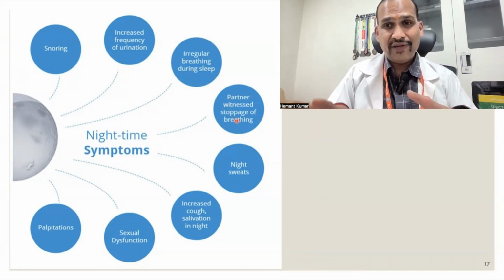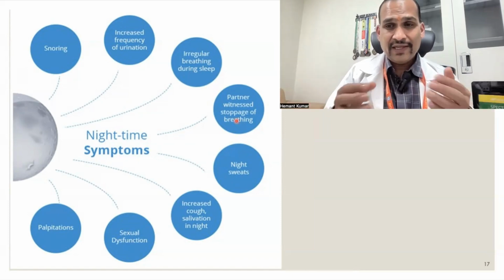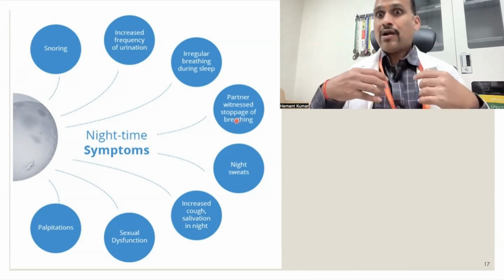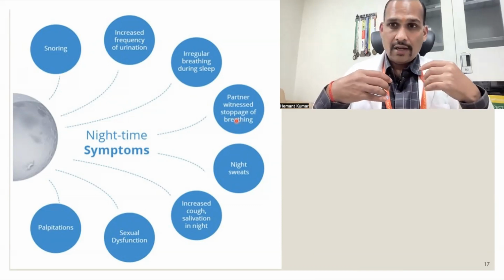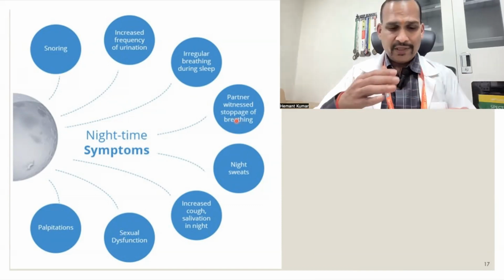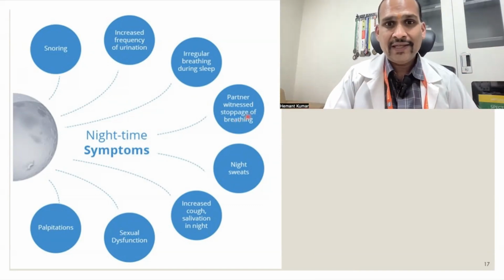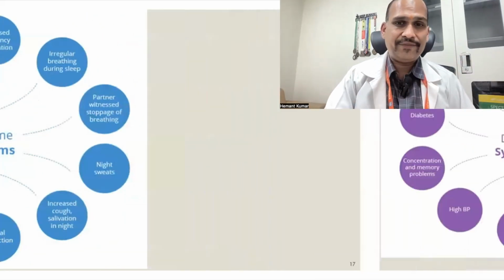The partner, husband or wife, will tell that while sleeping, he is getting choking of breath. Breath is getting stopped, so the patient stops breathing, then jerkily wakes up to take a breath, like a witnessed stopping of breathing. Night sweat: the patient will have night sweats. Increased cough. Sexual dysfunction: the patient will not have good sexual function at night because of this. Palpitation: increased heart rate or decreased heart rate.